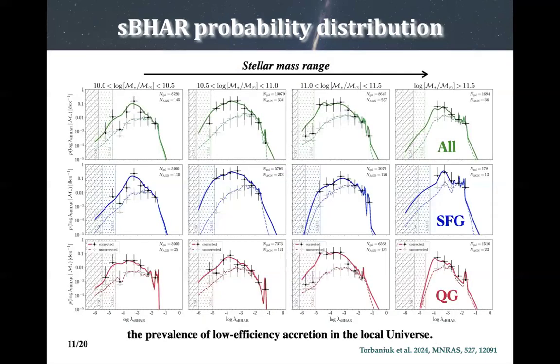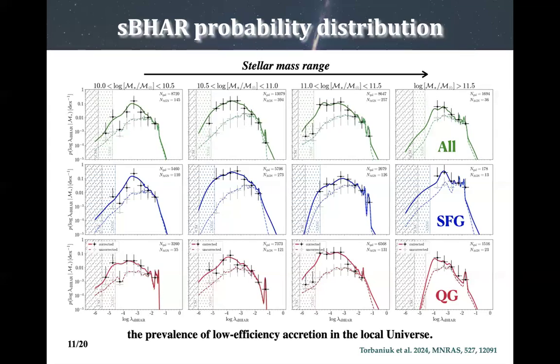We obtained it for 4 different stellar masses. And then we probe it for all galaxies in our sample, and then separately for star-forming and quiescent galaxies. The main result from this graph is that in the local universe, the accretion is very low efficient. The peak of our probability distribution is near -4, so these are very low efficient accreting black holes.